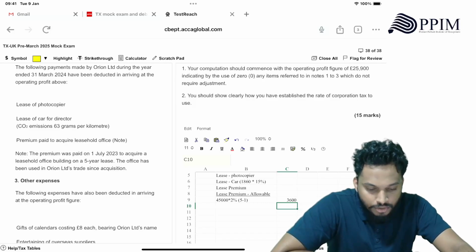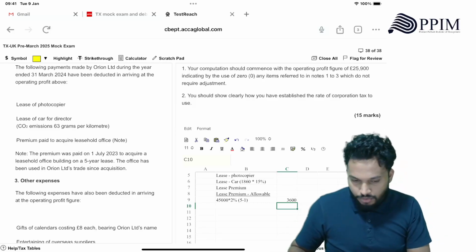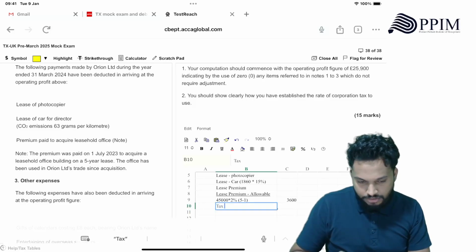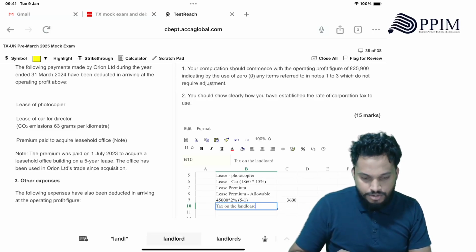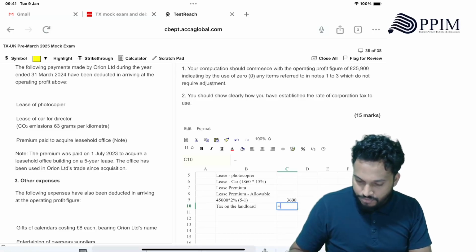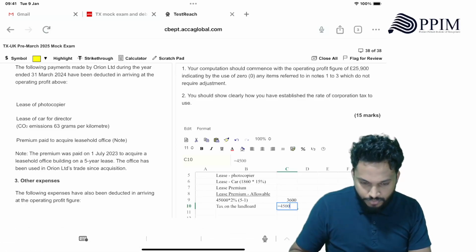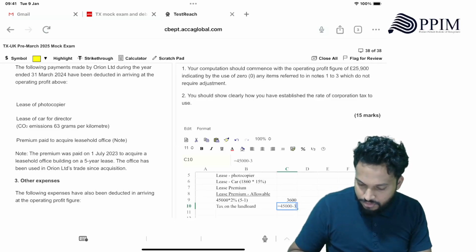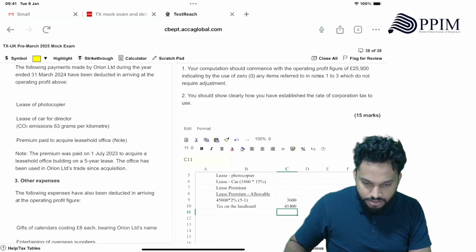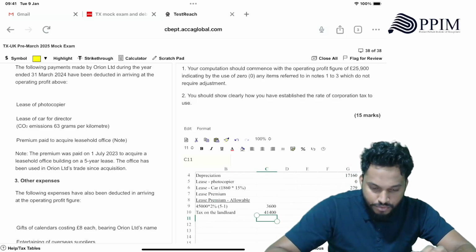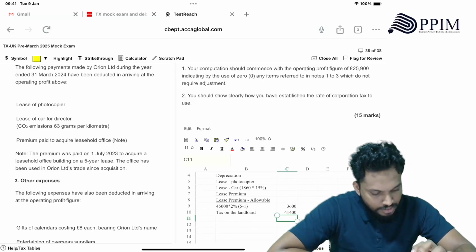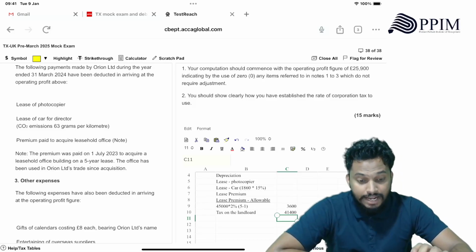So the tax on the landlord, you need to calculate it. So the tax on the landlord is how much? I'm just explaining to you the tax on the landlord. So you had 45,000, of that the allowable part is 3,600, which means it will be 41,400. So 41,400 is the amount that will be taxed on the landlord.